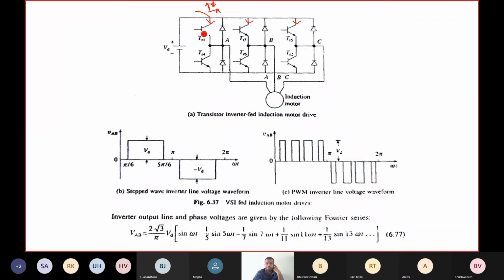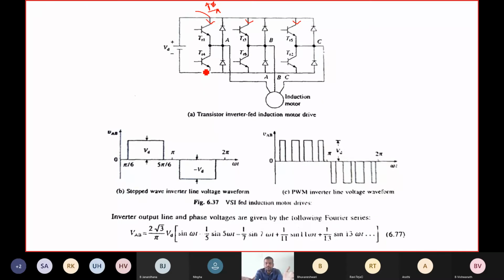So IA star is flowing through the legs TR1 and TR4. This is the point that we need to consider now. When IA star current is flowing through TR1 and TR4, any one will be on and the other will be off. Either TR1 is on, then TR4 will be off; if TR1 is off, TR4 will be on. So both will not be on continuously, or both will not be off.